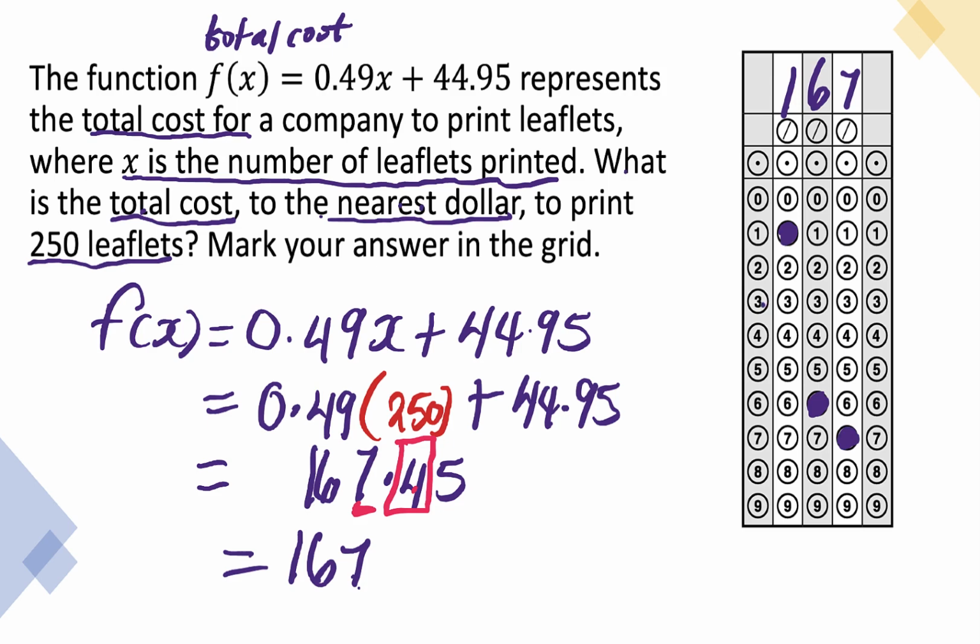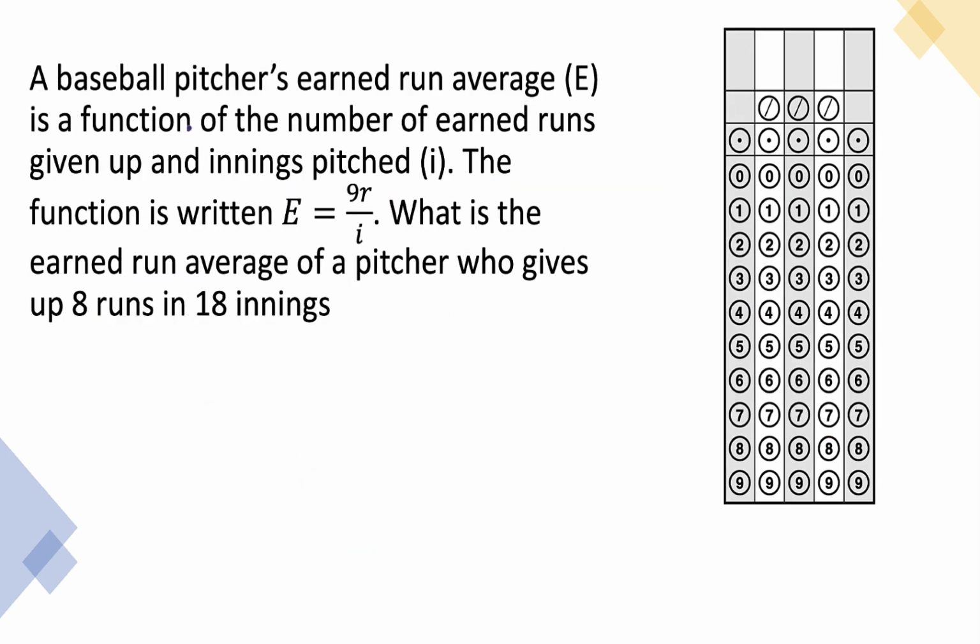When you're on the gridded response, they will tell you where to round to. They have to, because you can't assume where they want you to round. So they will tell you so that you're not playing a guessing game. I have another problem here.